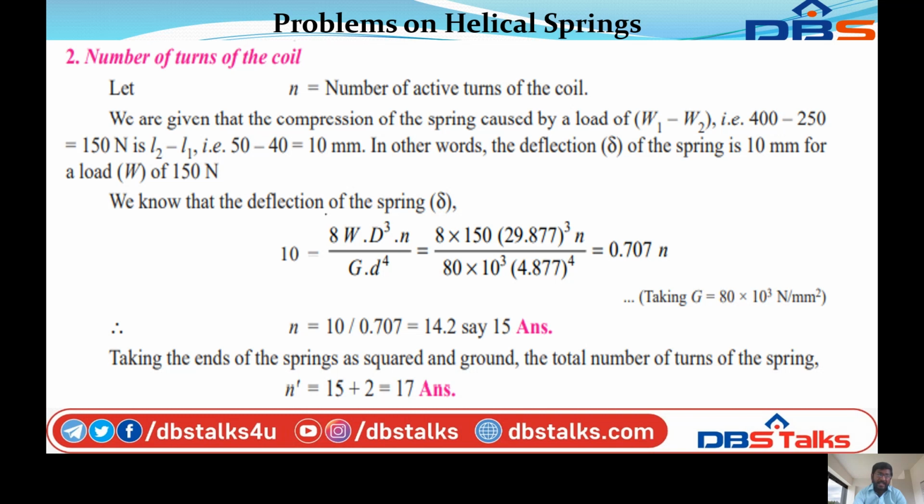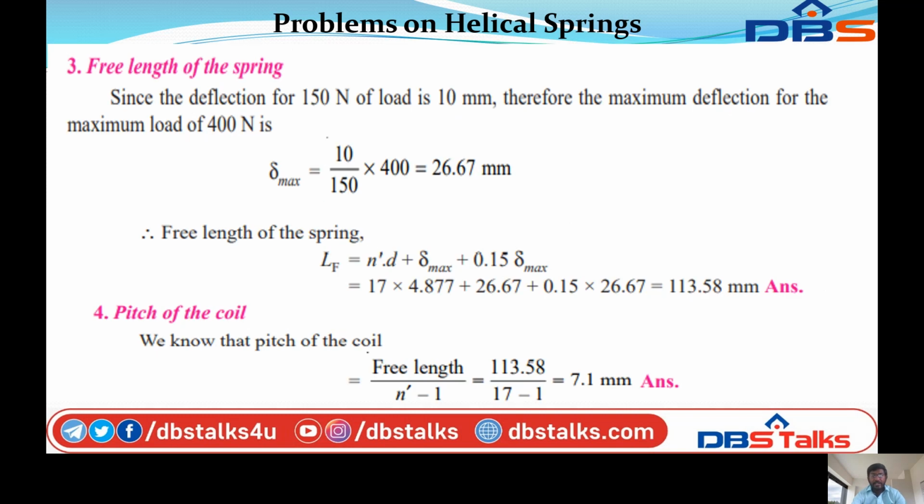Next we can calculate the free length of the spring. Since the deflection is 10 mm for a load of 150 newtons, the maximum deflection of the spring under the 400 newton load is delta max = 10 × 400 / 150 = 26.67 mm.